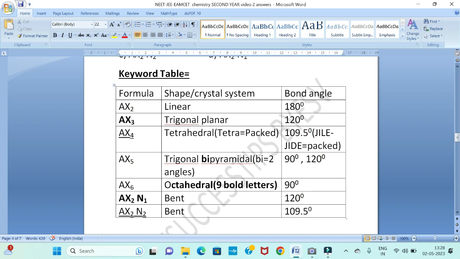AX2N. AX2N and the others are bent shape or crystal systems. Both are compared with AX3, AX4. For 3, 2 plus 1, 3. For 4, 2 plus 2, 4. So for AX3, AX4: 120, 109.5. So like that you can remember.